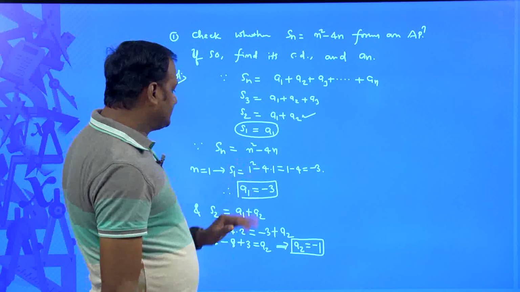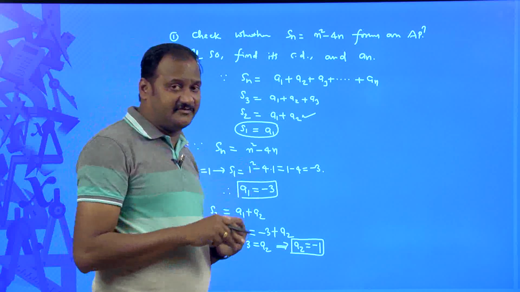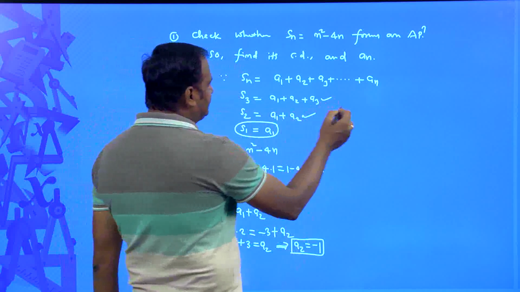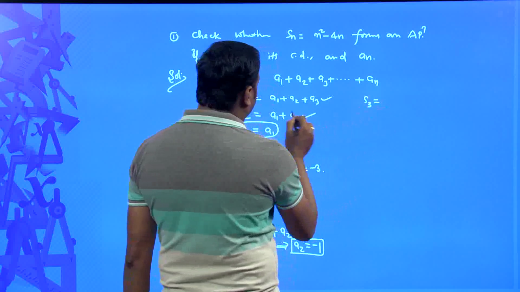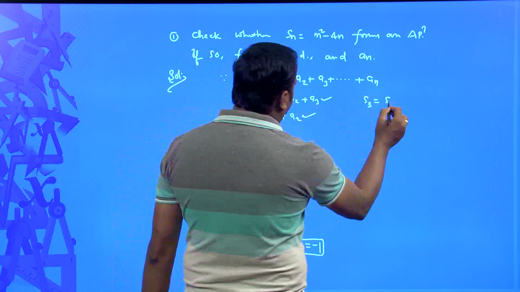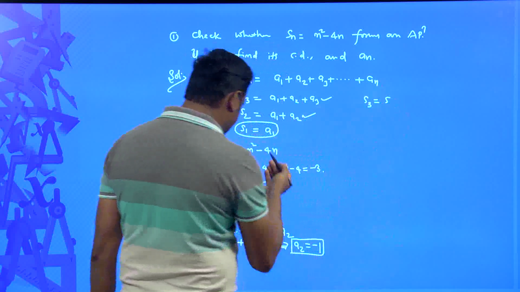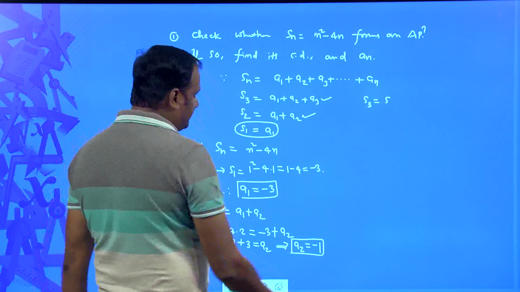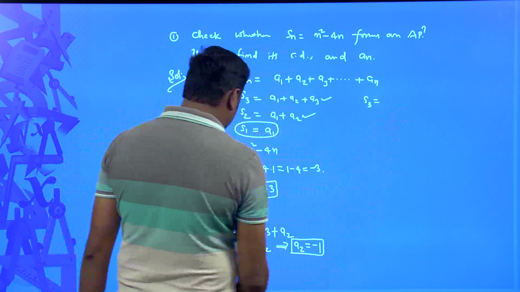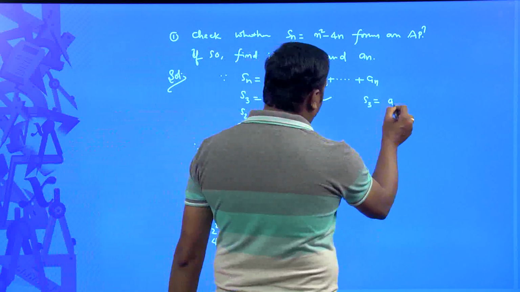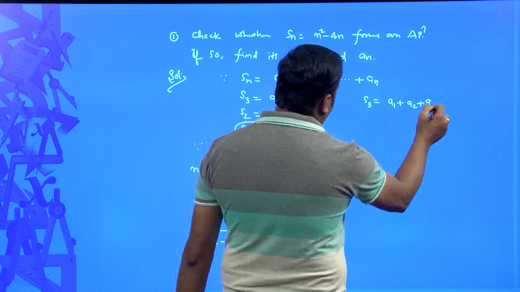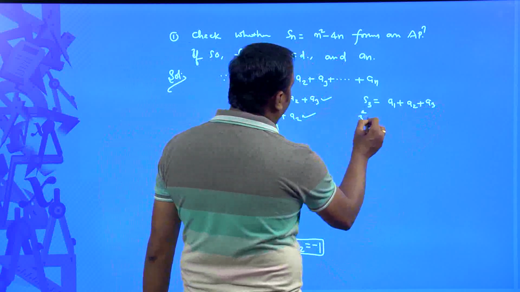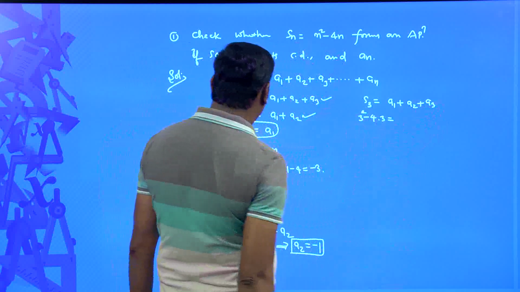correct. So, I got the first term and second term, but I need the third term also to check whether it forms an arithmetic progression or not. Then I will go for this. Can I write S3 is equal to A1 plus A2 plus A3, as S2 plus A3? Or else you can directly substitute, because already the values of A1, A2 are there. So, S3 is equal to A1 plus A2 plus A3. S3 means substitute 3 in the place of n. So, it would be 3 square minus 4 into 3 is equal to A1 plus A2 plus A3.